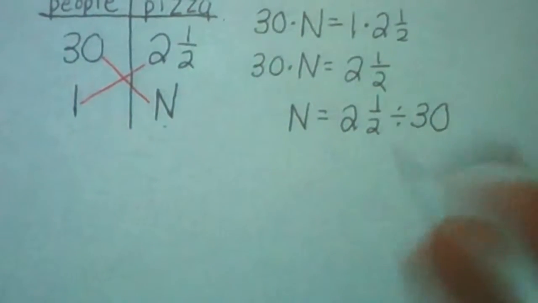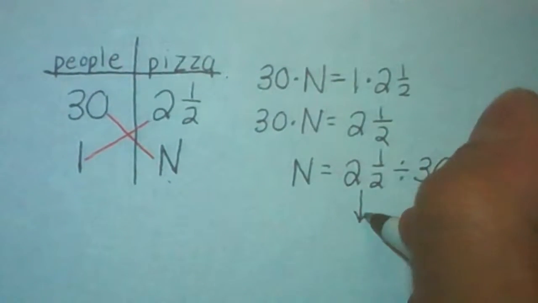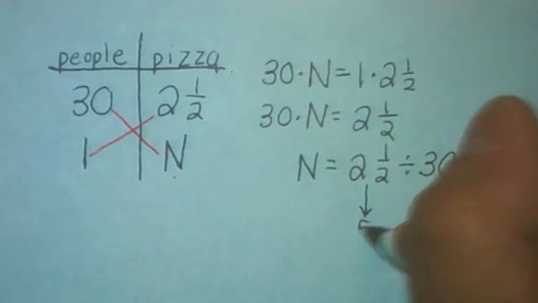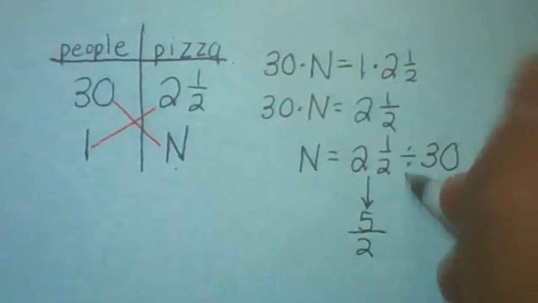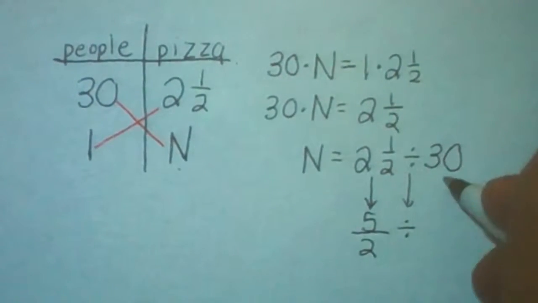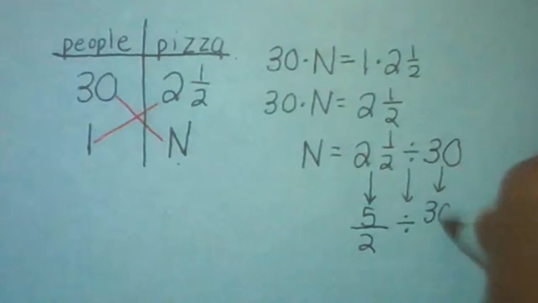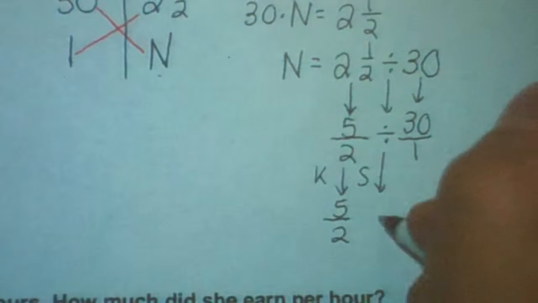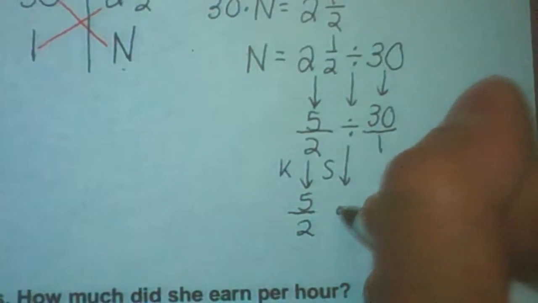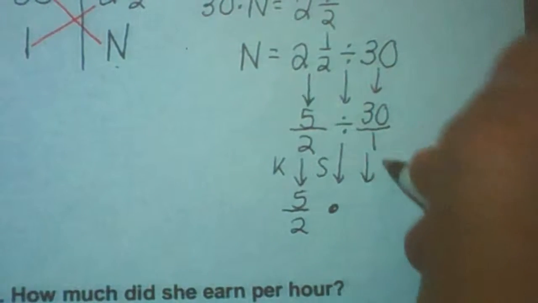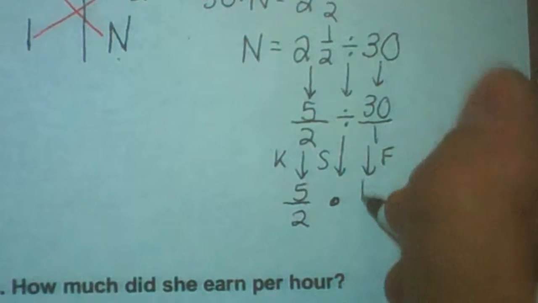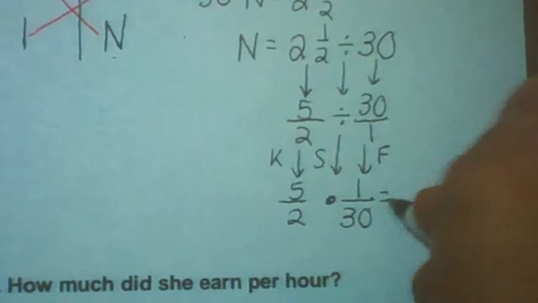Yes, to solve this you'll use keep, switch, flip, but first we need to crank. So this will be 5/2. I'm just going to recopy the rest and make this look like a fraction as well, 30/1. Now I can keep 5/2, switch the division to what sign? Call it out. Multiplication is right, and I will flip 30/1 to make it 1/30.